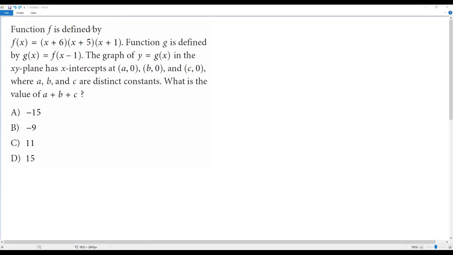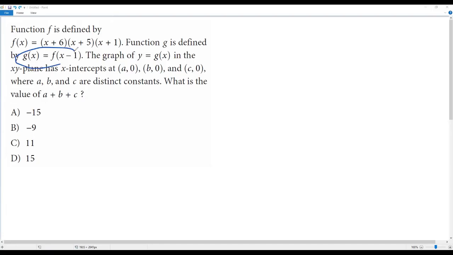Function f is defined by f(x) = (x + 6)(x + 5)(x + 1). Function g is defined by g(x) = f(x − 1). The graph of y = g(x) in the xy-plane has x-intercepts at (a, 0), (b, 0), and (c, 0), where a, b, and c are distinct constants. What is the value of a + b + c?